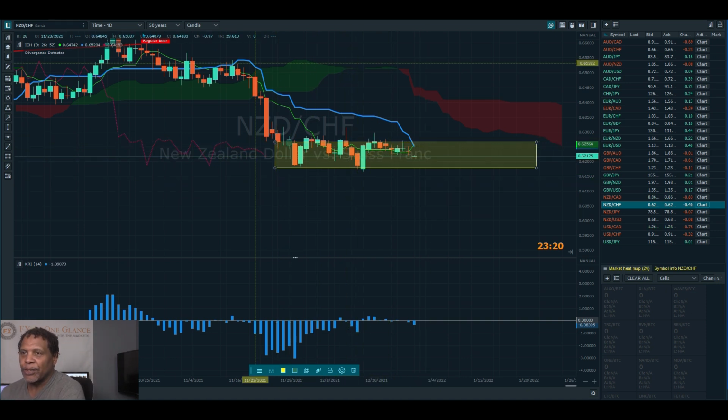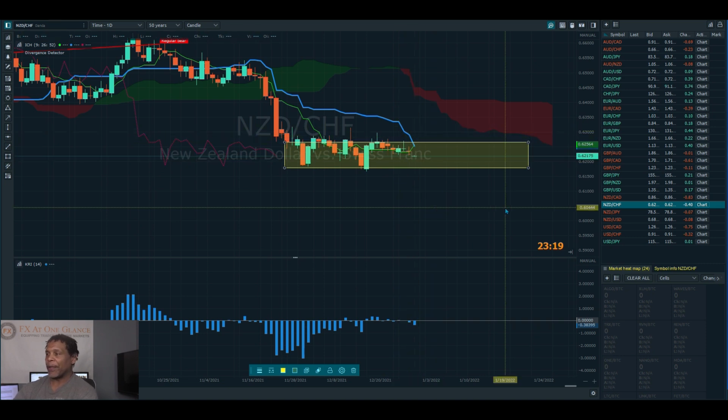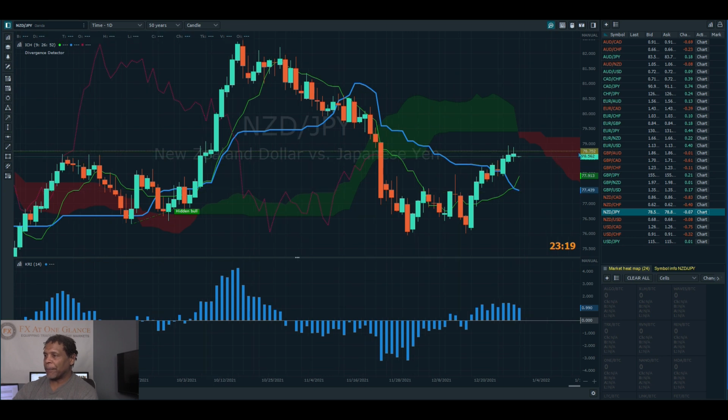If you want to really trade this, you can go to a lower time frame, like a 4 hour or a 1 hour, and trade these levels. All right, but if I get that angulation trade on the higher time frame, I'm going to go right with it. So New Zealand dollar yen.